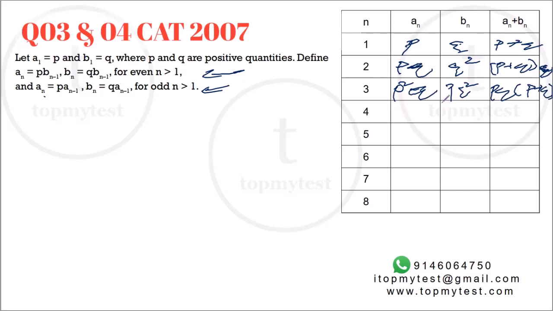Let's do it for A4. A4 will be again back to the even one. So it will be P times the previous B term. P times the previous B term. So that will be P square Q square.